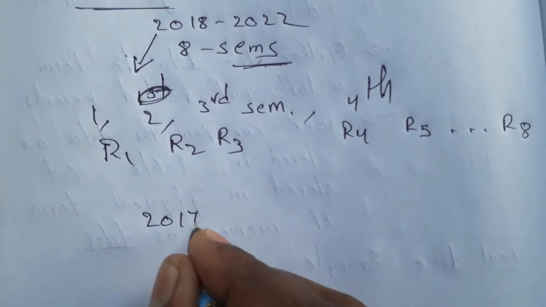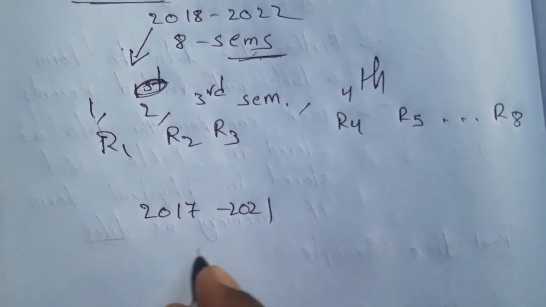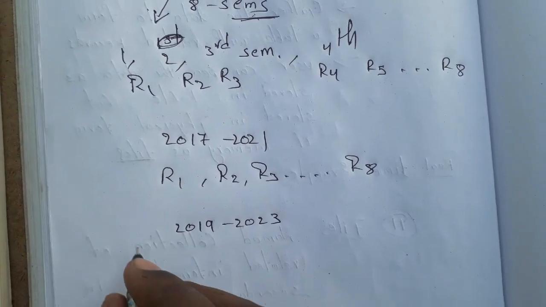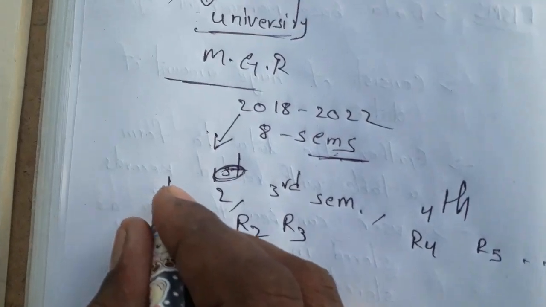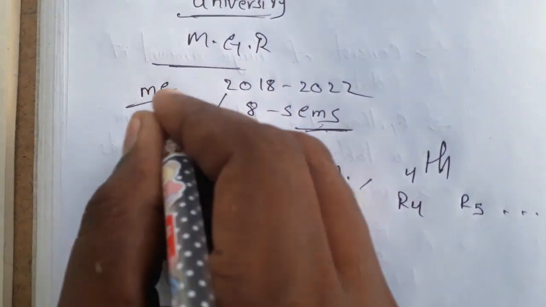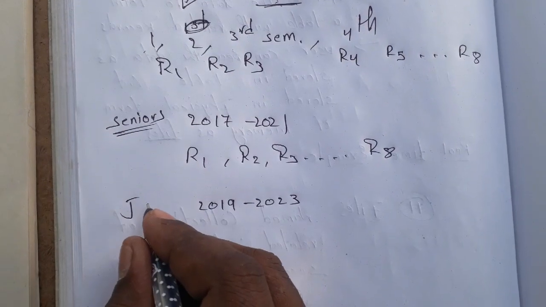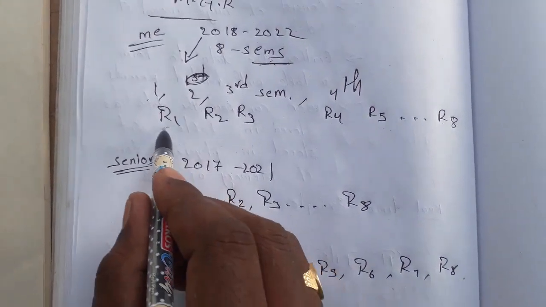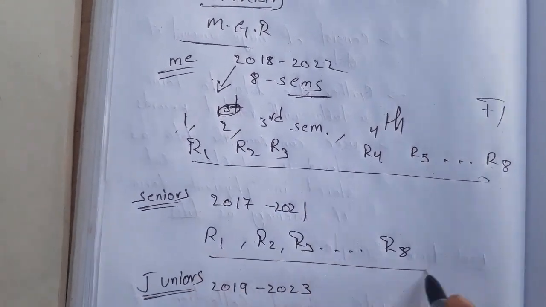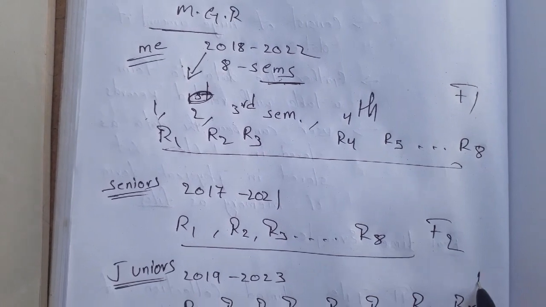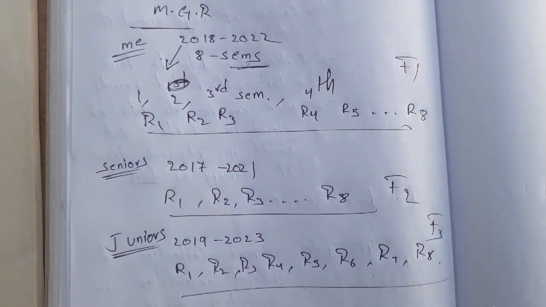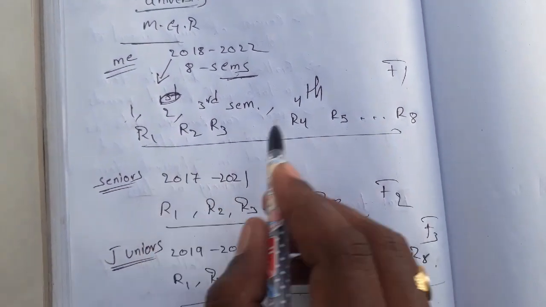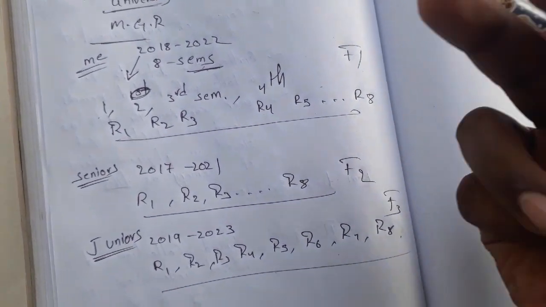Same for my seniors. The batch 2017 to 2021 will have the first sem, second sem, record 1, and so on. And the same for my juniors. This is me, seniors, and this is juniors. We can consider all these 8 records as one file F1, and the other records as file F2, and file F3. How are these files organized in DBMS? For college information, these 3 files must be stored in the DBMS of MGR.